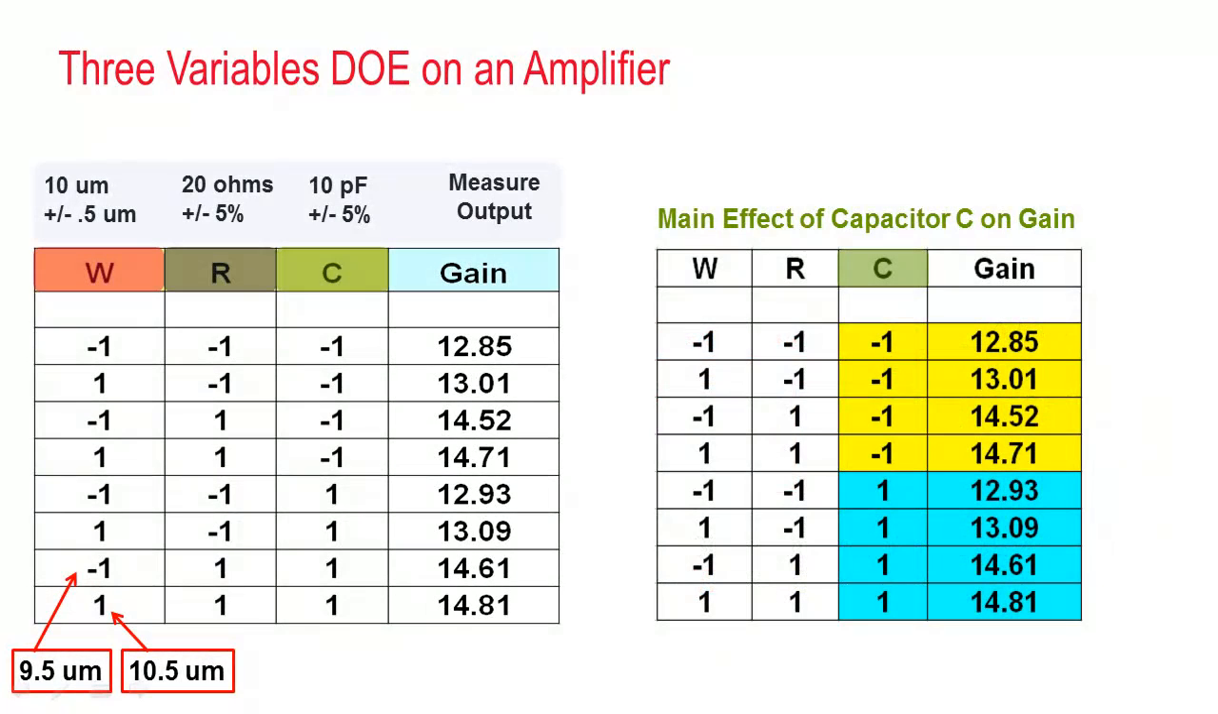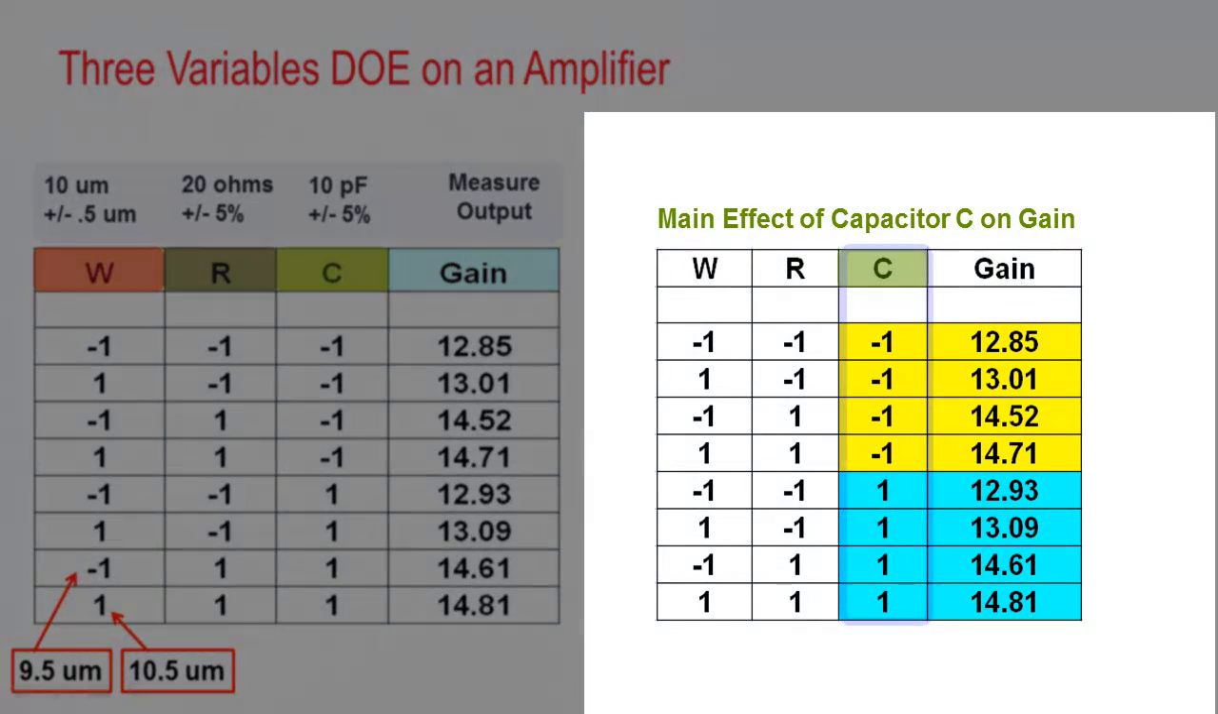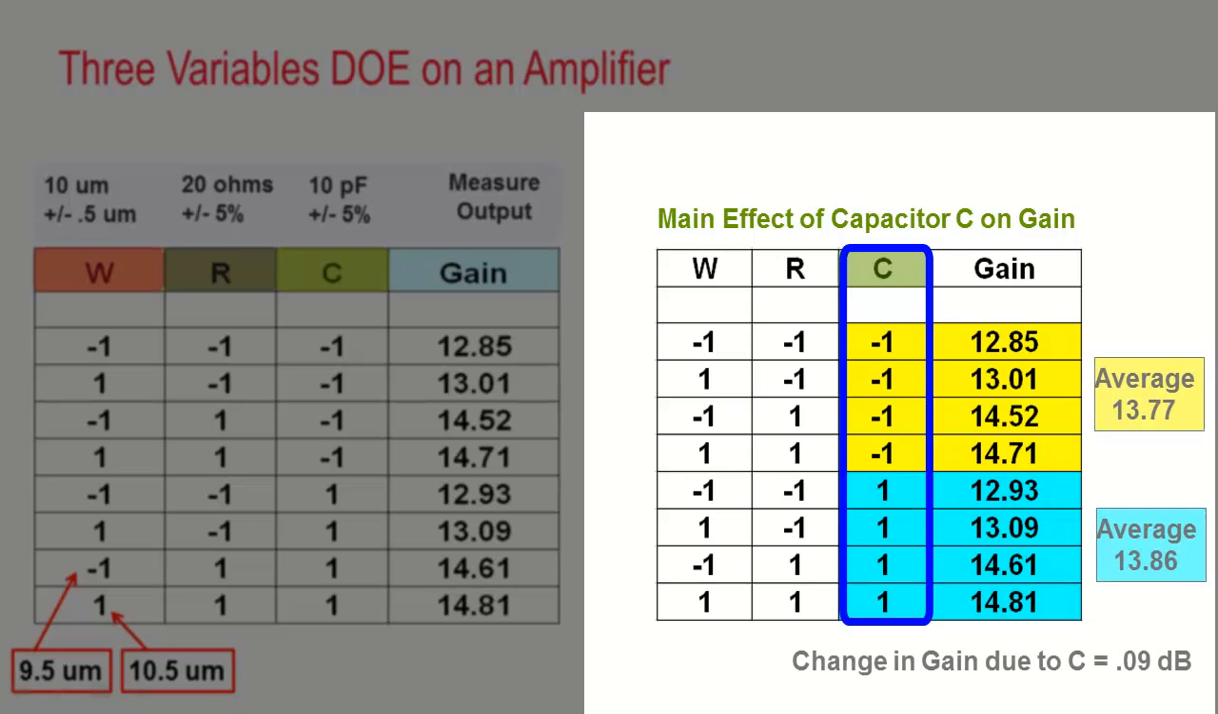Now that we have collected all the data, let us see the main effect of the capacitor. What we do is average the minus 1 output gains shown in yellow and the plus 1 output gains shown in blue for the capacitor only, and we determine the change in gain. Here it is shown 0.09 dB, which is very small. Therefore, we conclude our output gain is not sensitive to capacitor C.